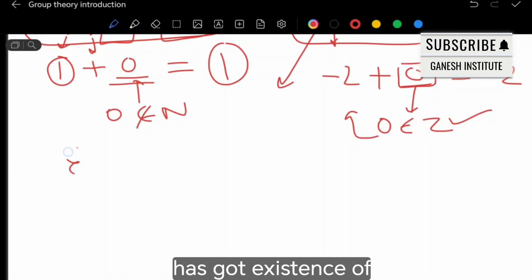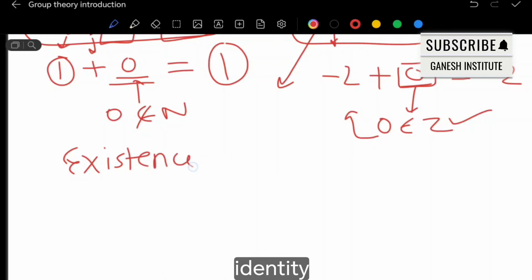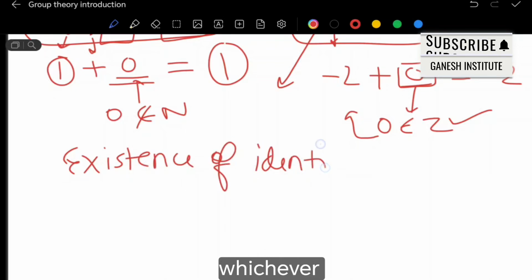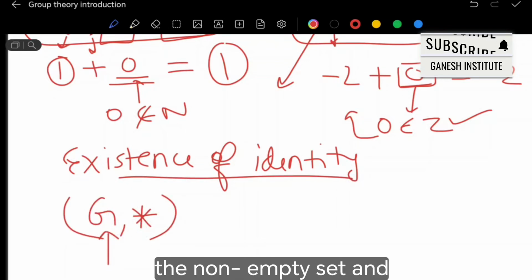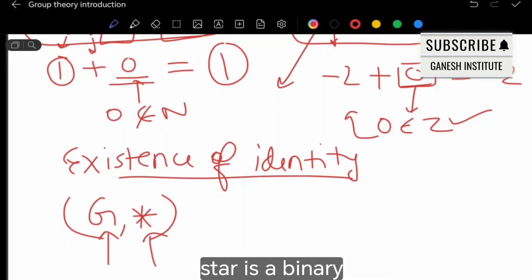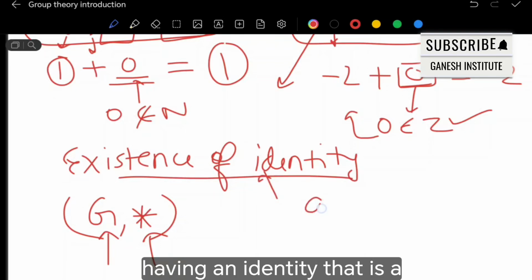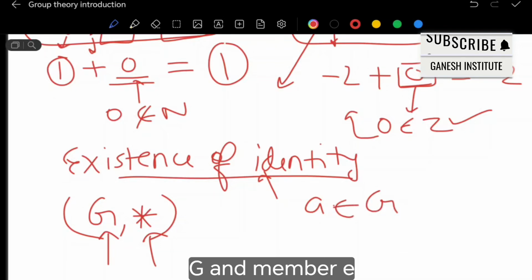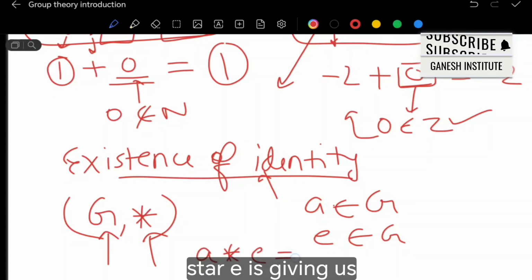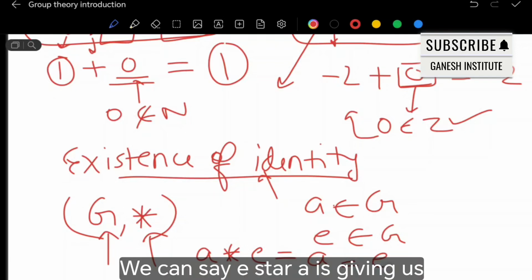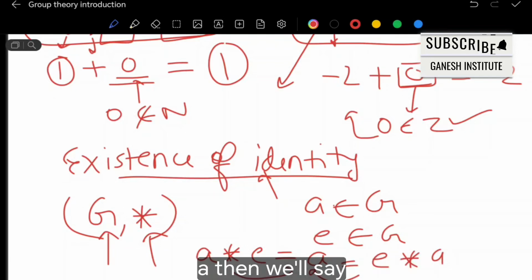Whichever algebraic structure, let's say G star, where G is the non-empty set and star is a binary operator, that is the operator between two elements, that is having an identity, that is a member A which belongs to G, and member E also belongs to G, and A star E is giving us A. Okay, or we can say E star A is giving us A. Then we will say E is the identity.